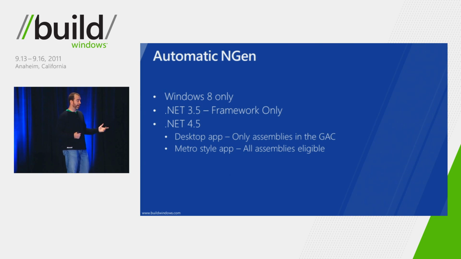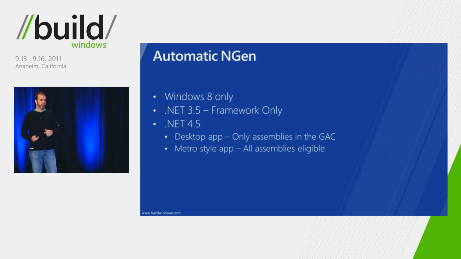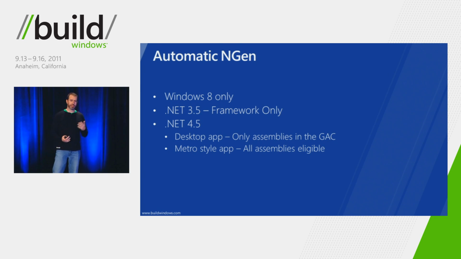And so in Metro-style apps, today in the Windows Developer Preview, all assemblies are eligible there. So when you write your Metro-style app today, AutoEngine is going to kick in very aggressively, and we really want your feedback on how you feel that's affecting your apps. We want to get that feedback. So play with the developer preview, write Metro-style apps, run them, see what's going on. You can dig into the native images that are getting created and take a look at those. So, automatic engine for Windows 8.